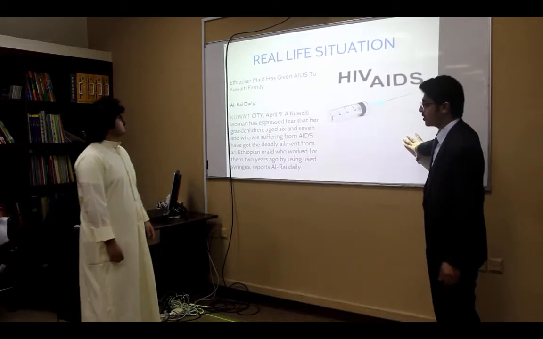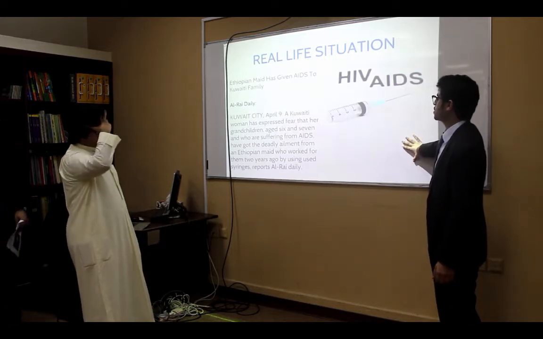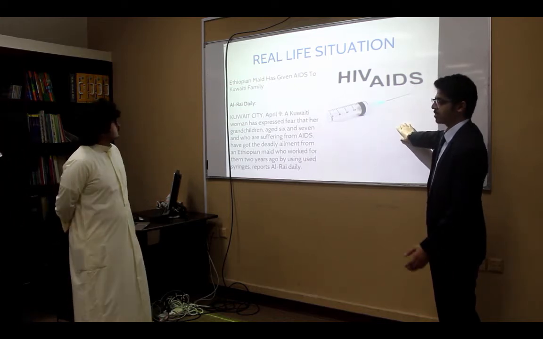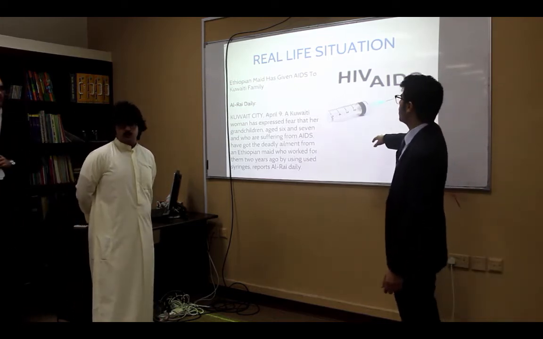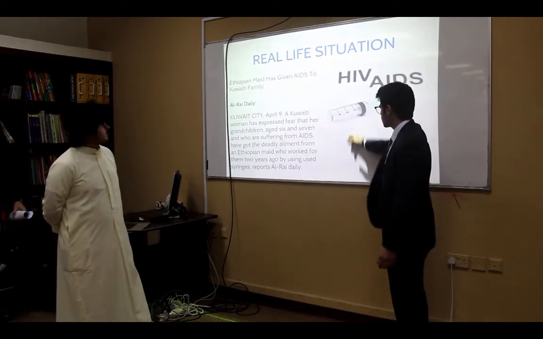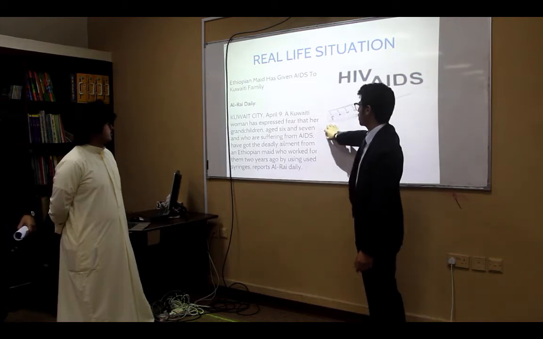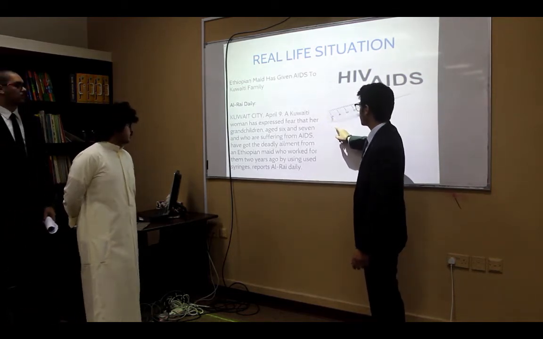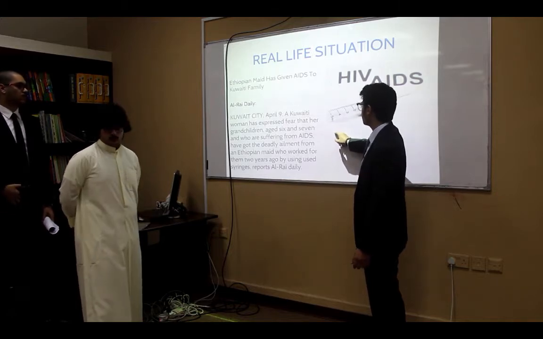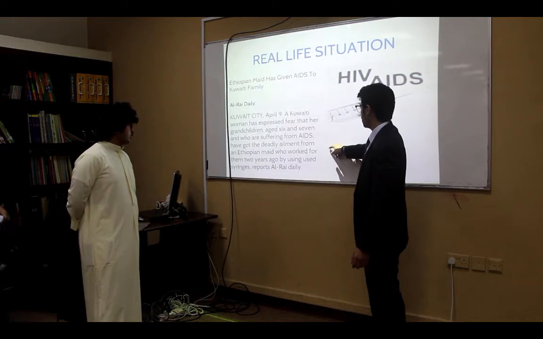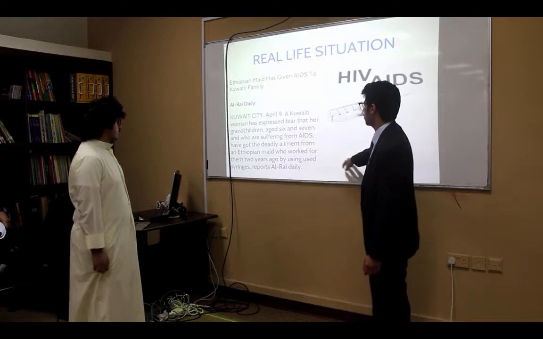So this is our real life situation. It happened 2 years ago in Kuwait, April 9th, reports Al-Rai Daily, which is a news provider in Kuwait. An Ethiopian maid has given AIDS to a Kuwaiti family. This is an extract from the morning paper. April 9th, a Kuwaiti woman has expressed fear for her grandchildren, aged 6 and 7, who are suffering from AIDS. They got the deadly ailment from the Ethiopian maid who worked for them 2 years ago, by using used syringes, reports Al-Rai Daily.